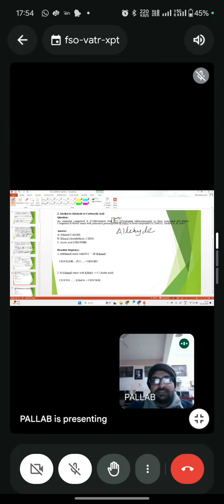This reagent is normally used to form aldehyde from alcohol. So what does PCC do? PCC converts primary alcohol into aldehyde. That alcohol is primary alcohol. That primary alcohol will be converted to aldehyde.